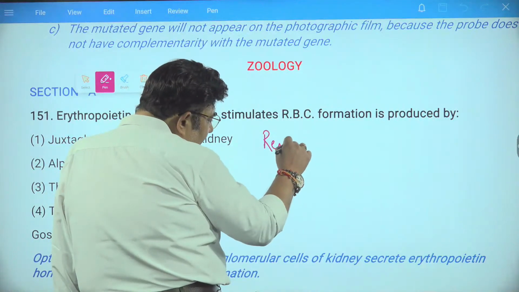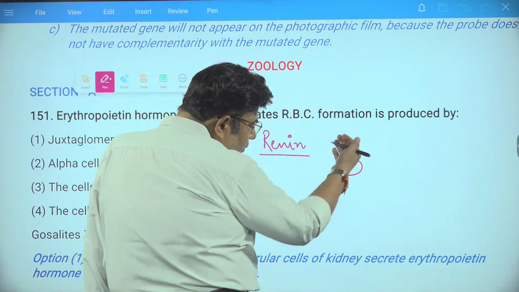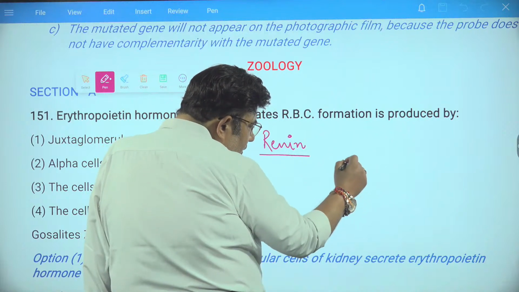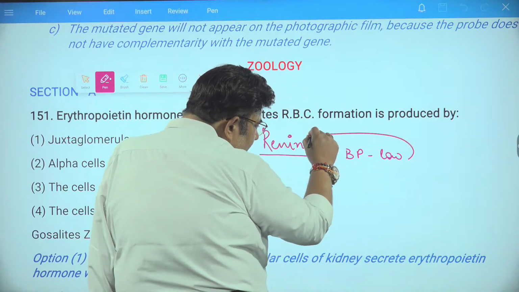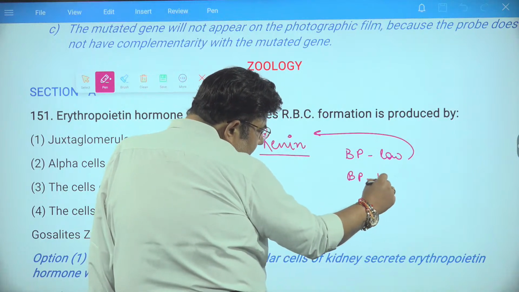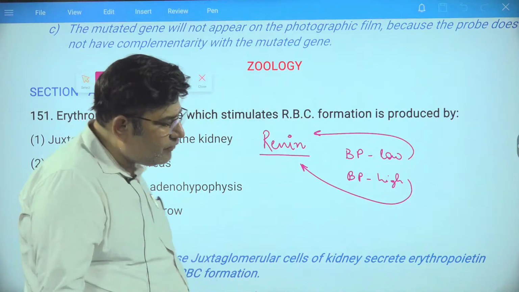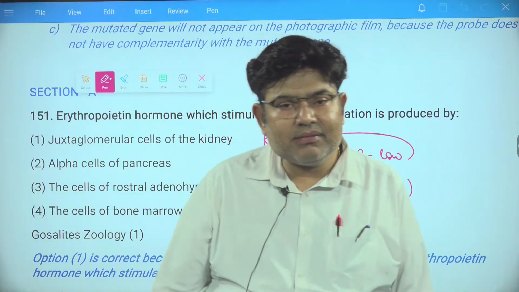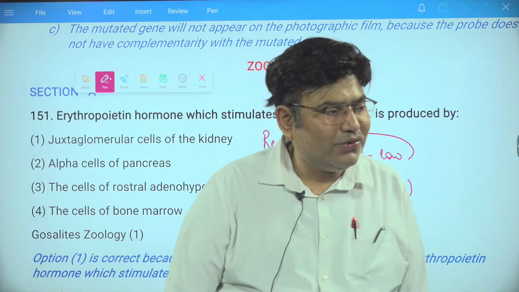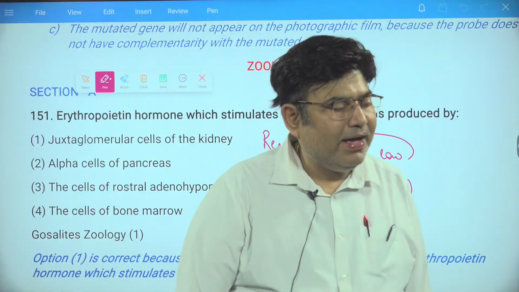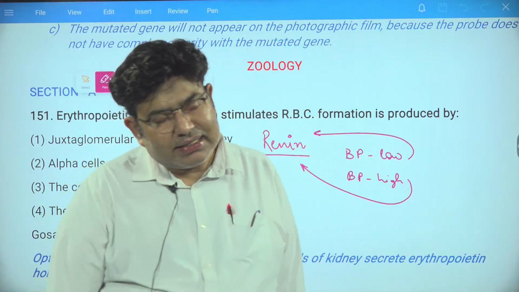And you have to tell me when the JG cell produces renin. When the blood pressure is low or when the blood pressure is high? When the BP is low, then renin, or when the BP is high, then renin? Come on, tell me. When will they be producing renin? Low, high, low. At least out of 4, 75% of you gave the correct answer, and the correct answer is low.